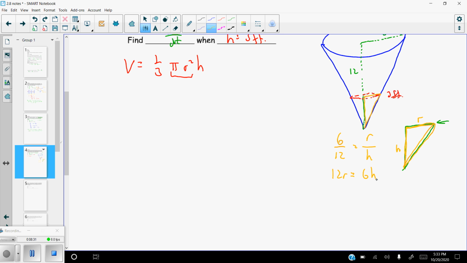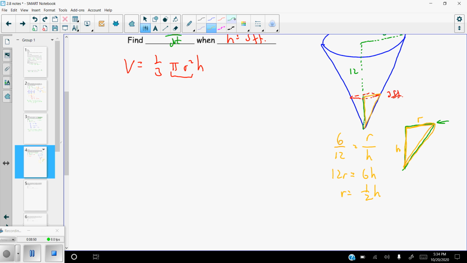What I'm trying to do, by the way, by doing this, is get rid of the r, because I don't have any information with r in my original volume equation. So I want to solve this for r. To solve this equation for r, I'm going to divide both sides by 12. 6 over 12 is a half, so I get 1/2 h.